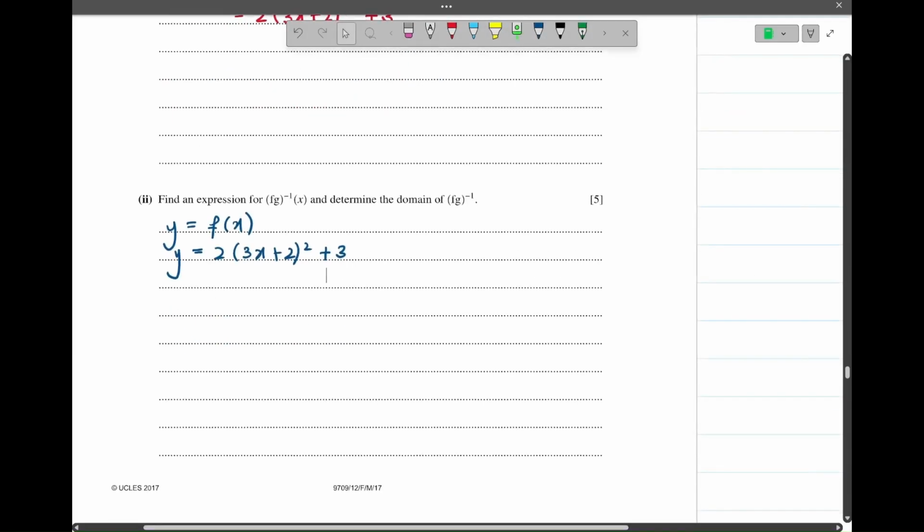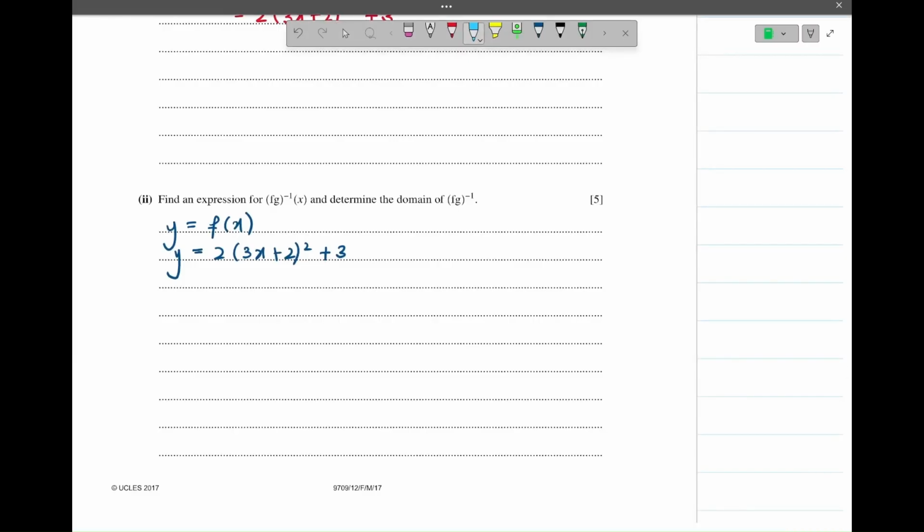So now the next step when you're taking an inverse is that you're going to replace the x values for the y values and the y values for the x values. So I'm going to write x is equal to 2(3y plus 2) whole square plus 3. I'll do (x minus 3) divided by 2 is equal to (3y plus 2) whole square. To eliminate the whole square, I'm going to take a square root on both sides.